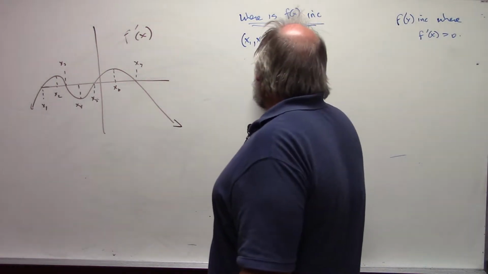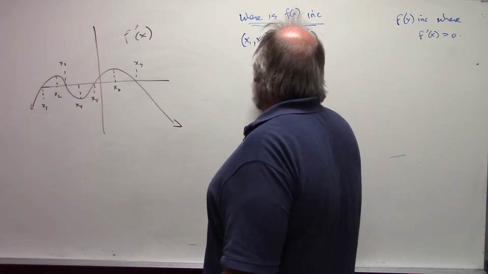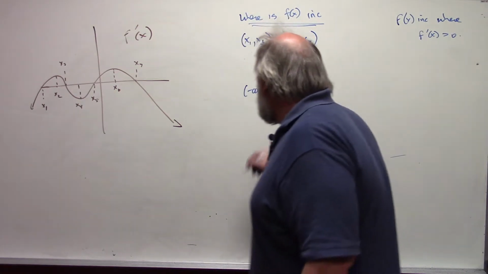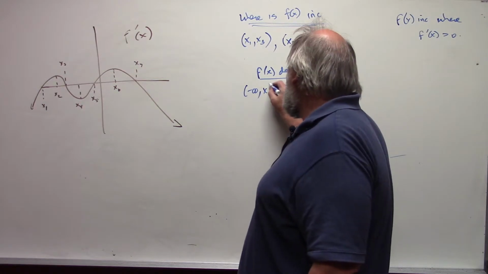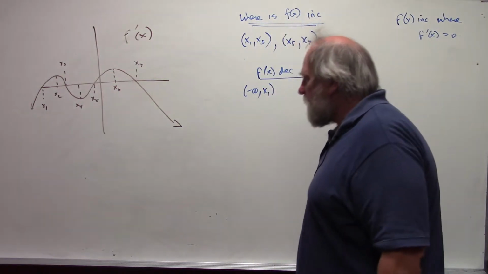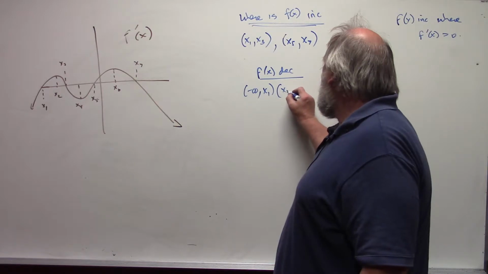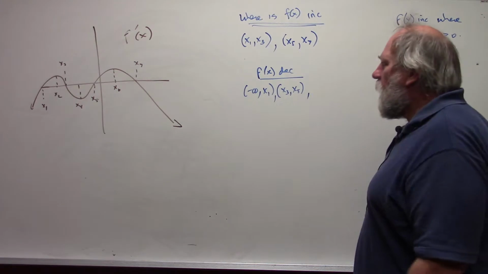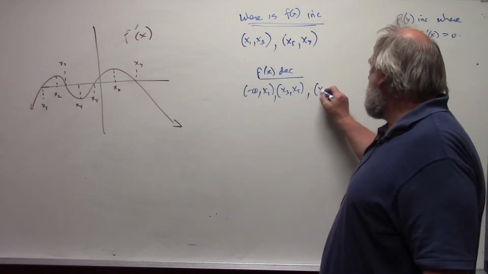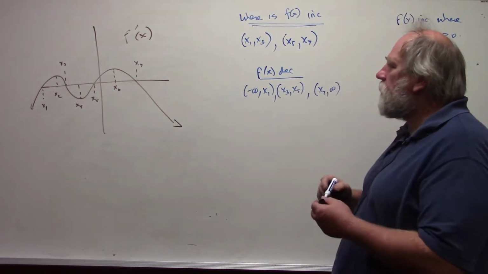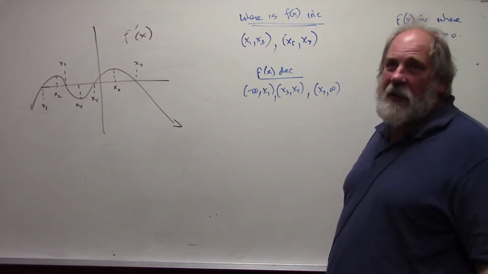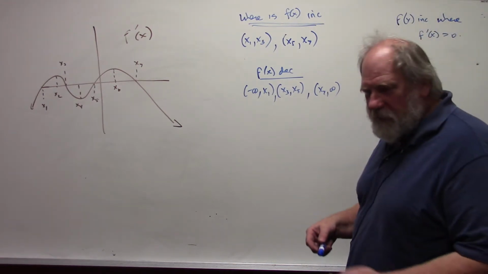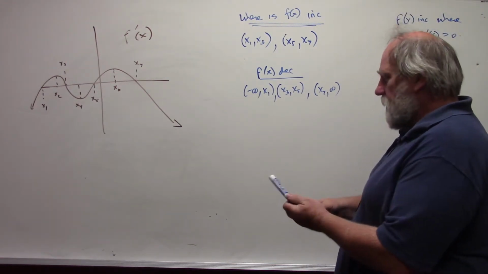Similarly, f of x is decreasing on the intervals from negative infinity to x1, from x3 to x5, and from x7 to infinity. We can also use the first derivative graph to tell us where we have relative max or relative min for my function.